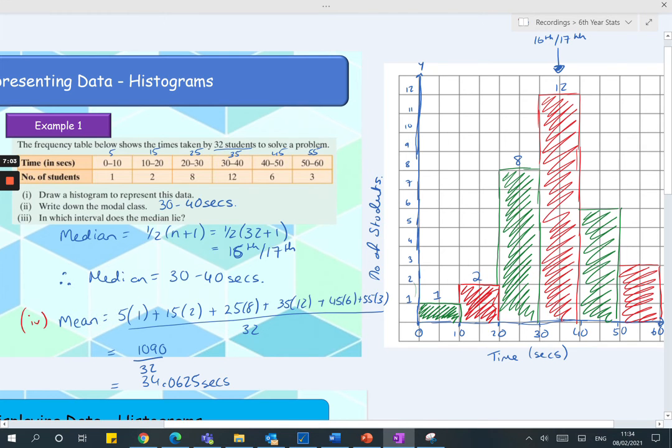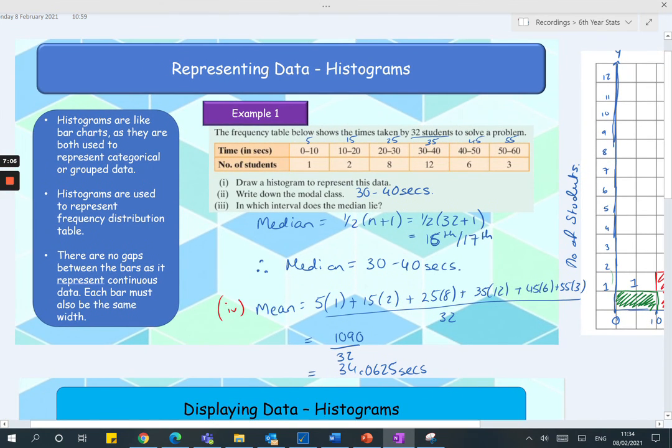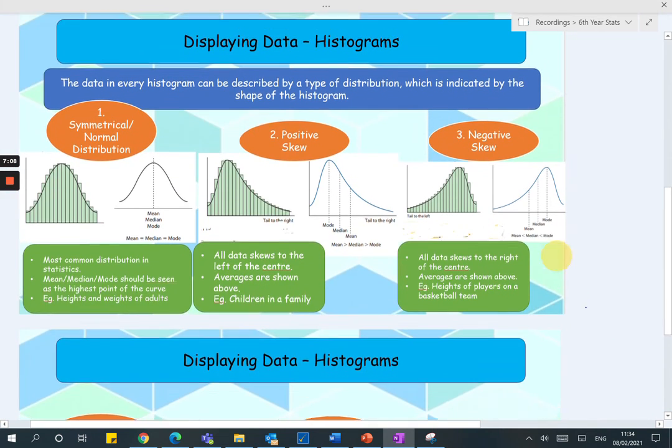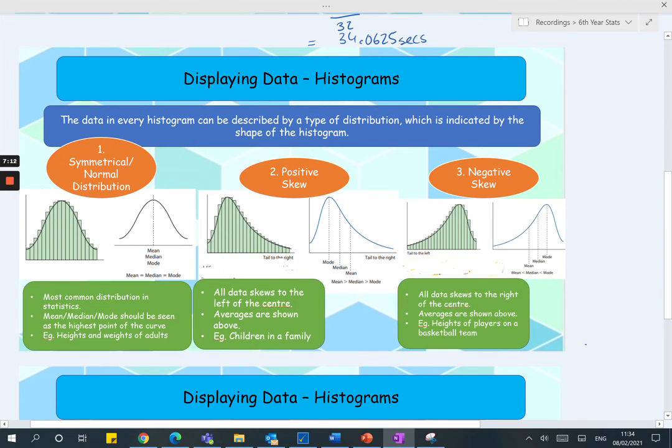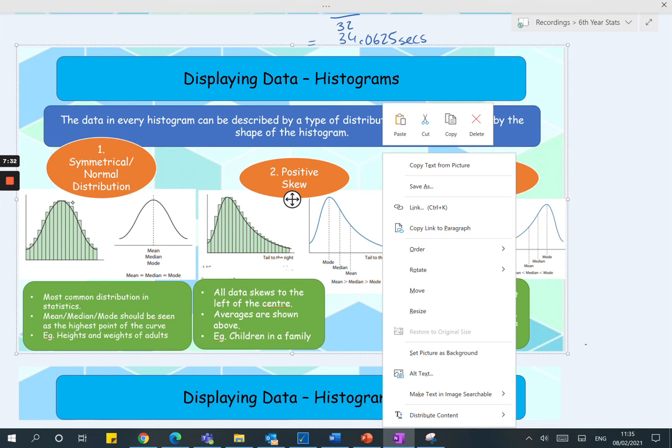Now we need to move on to looking at the different types of skews on a histogram, or distributions. So if we look here now, we have this in our notes. The data in a histogram can be described by a type of distribution, which is indicated by the shape of the histogram. The one that's going to become the most important going forward is the normal distribution, or as we may have called it before in class, the bell curve. Like in the histogram we did above, a symmetrical or normal distribution is the most common distribution in statistics, where it forms a similar bell curve like you see here, where the mean, median and the mode all lie in the center. An example of this would be the heights and weights of adults.